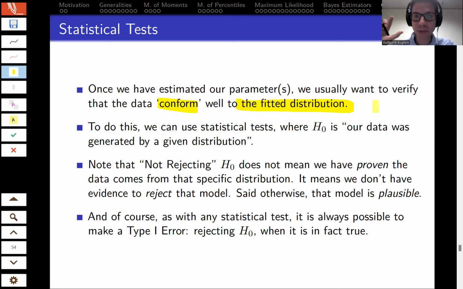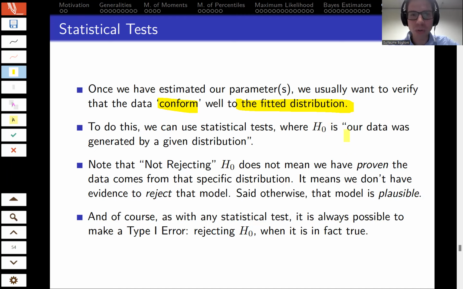We said, okay, I think my data is Poisson or normal or whatever. We fitted the parameters. We obtained estimations for the parameters. Now we say, okay, but is the data really following this distribution? Because of course we assume we know the distribution, but maybe we've picked a totally wrong distribution and the data really doesn't conform. So yes, we've obtained estimates for the parameters, but maybe the distribution is not correct. We can check this with statistical tests, and there are many available. Here we are going to focus on the chi-square test, which is very famous and popular.